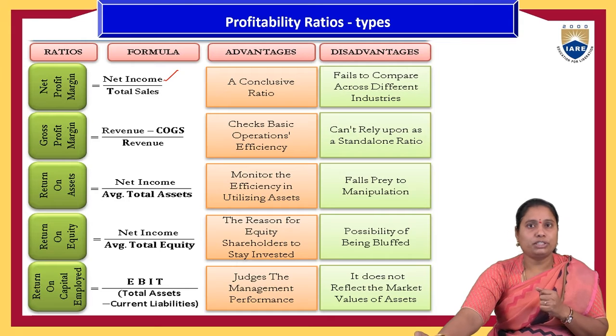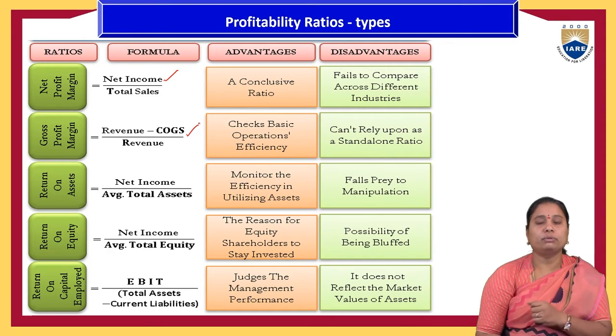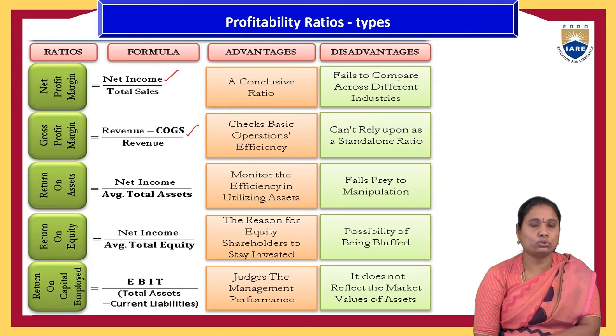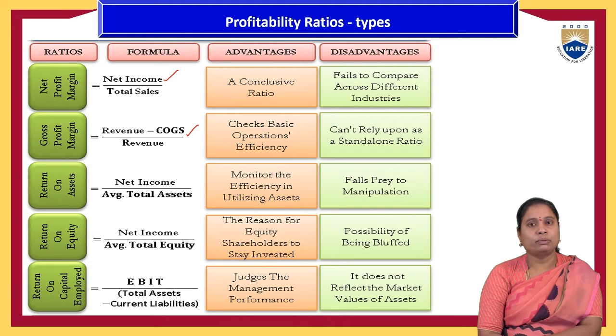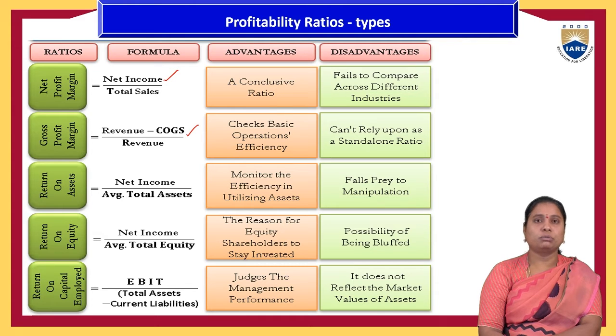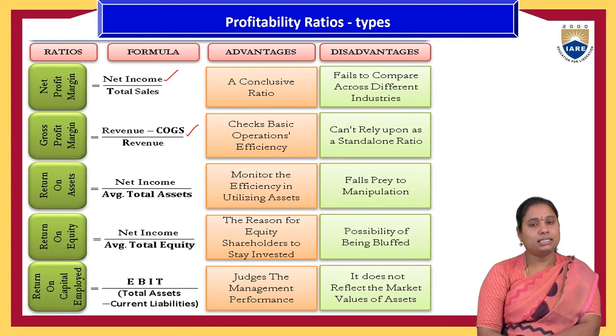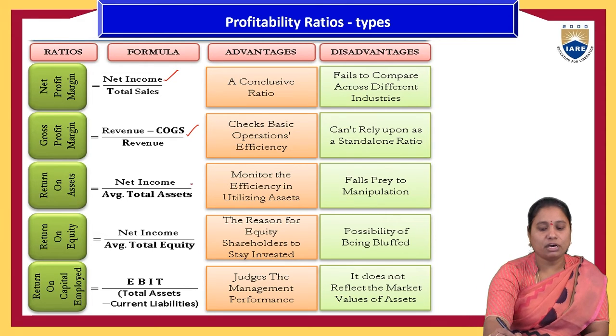The gross profit ratio is calculated as revenue minus cost of goods sold, divided by revenue. It checks the operational efficiency of the organization: how well they reduce wastage and how well they sell more profitable goods, packaging, everything is analyzed with the help of the gross profit margin. It cannot be relied upon as a standalone ratio, and it is useful only for the producer, not for others. That is its limitation.